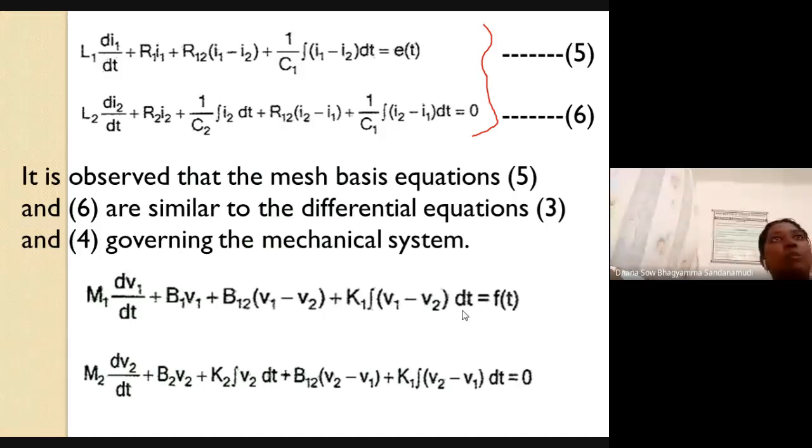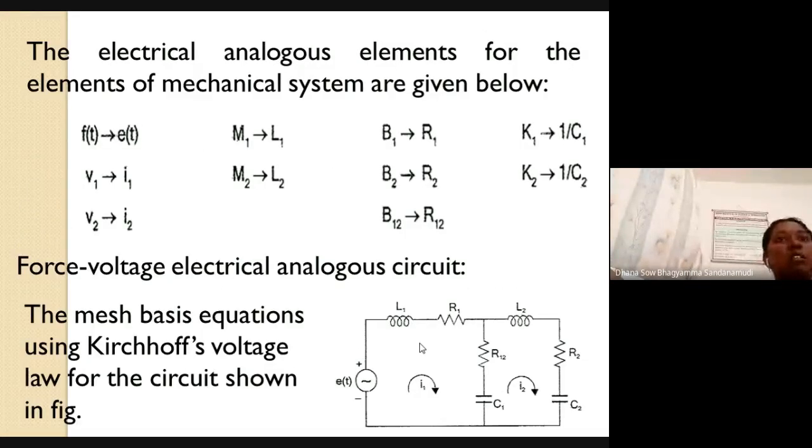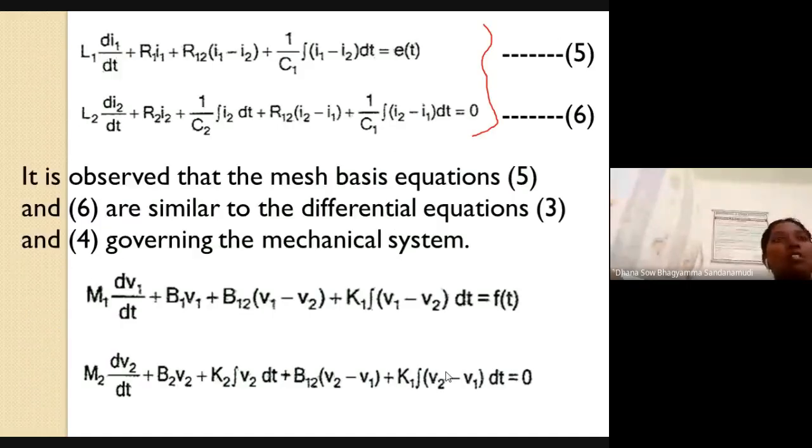So if you see, both are similar to each other. The mechanical equation and the electrical equation are similar to each other. If you are not getting similar equations, that means the electrical circuit that you have drawn is wrong. Okay, we have drawn this electrical circuit from the given mechanical circuit, so definitely the equations should be similar.